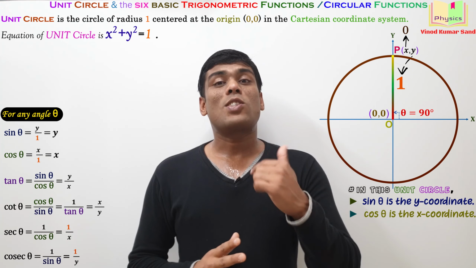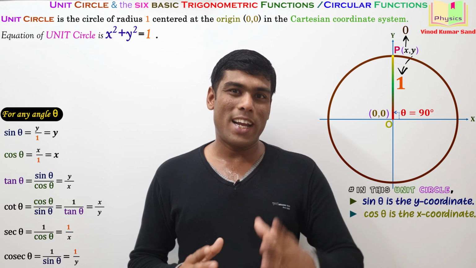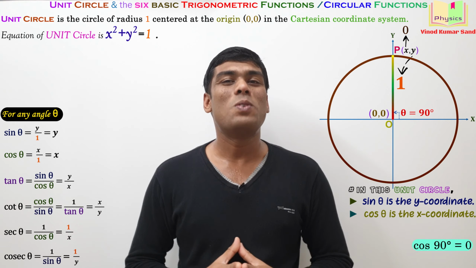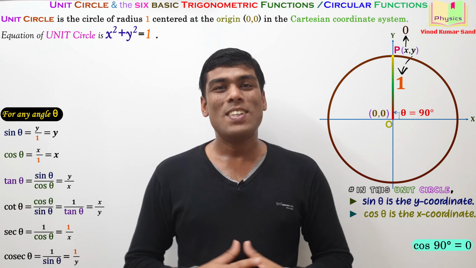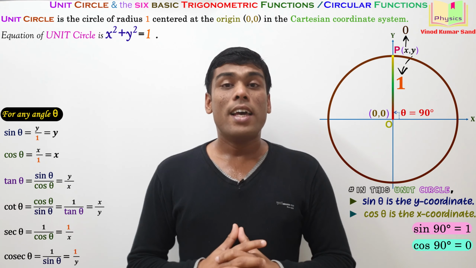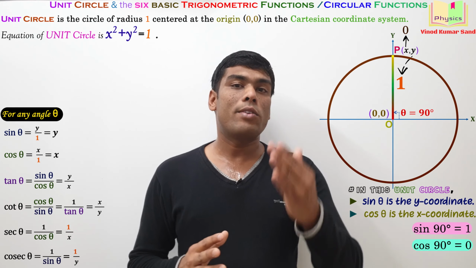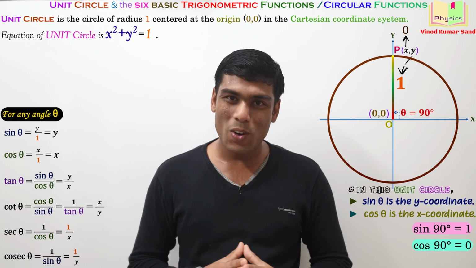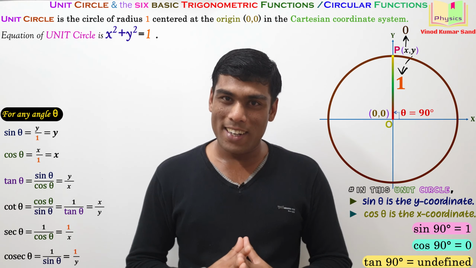Okay. X coordinate gives us the value of cos theta. It means cos 90 degree should be equal to 0. And y coordinate gives us the value of sin theta. So the sin 90 degree is equal to 1. Is it okay? And if you want to obtain the value of tan 90 degree, tan 90 degree will be y coordinate by x coordinate. So it will be 1 by 0, which is undefined.